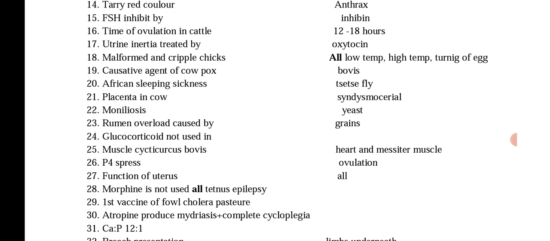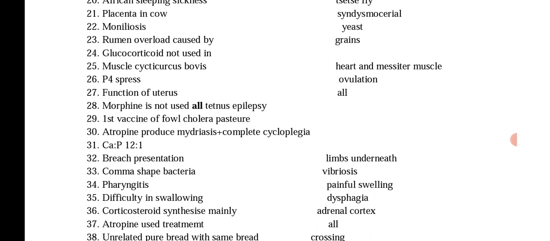Causative agent of cowpox is a pox virus. Pox virus is also a family. African sleeping sickness is by tsetse fly. Placenta of cow is syndesmochorial, the type of placentation, and it is a cotyledonary placenta. Moniliasis is caused by yeast.